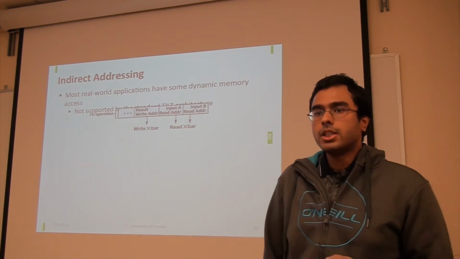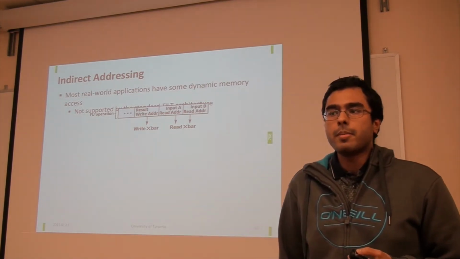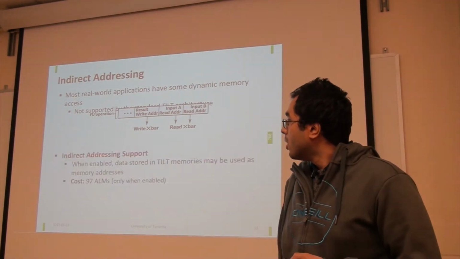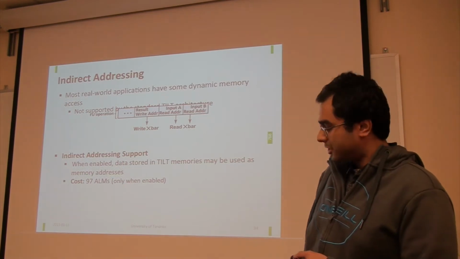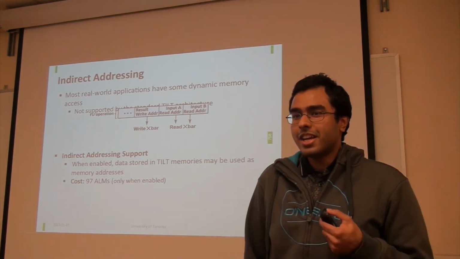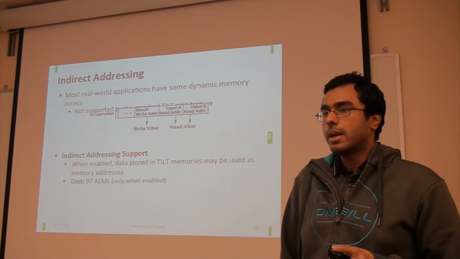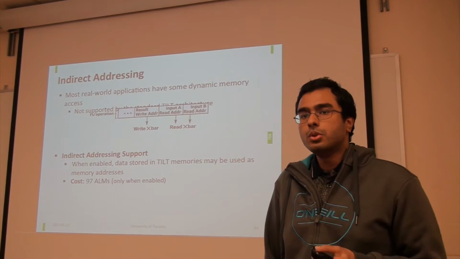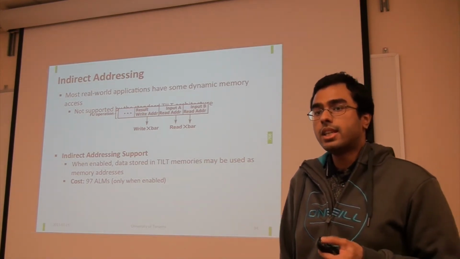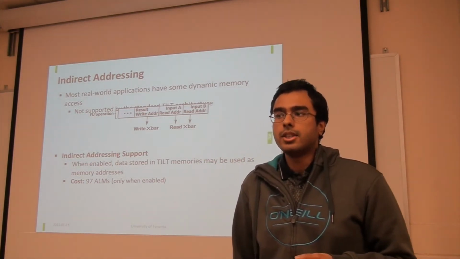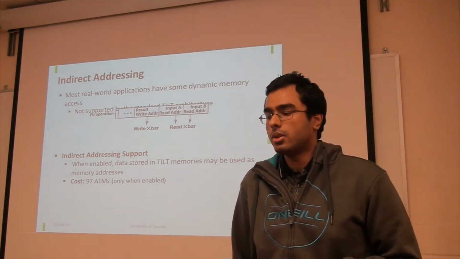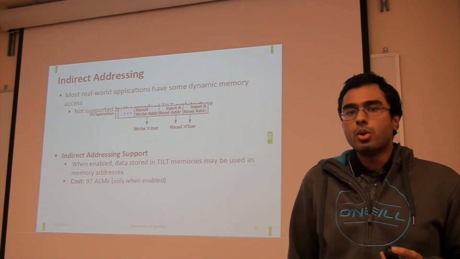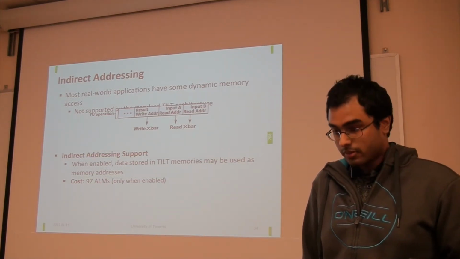Now, most real-world applications may also have some dynamic memory access behavior, and as you have seen, this is not supported by the standard tilt architecture. We have also added full indirect addressing support capability into tilt. When this optional feature is added, data stored in the tilt data memories may be used as memory addresses instead of the static addresses in the tilt schedule. The hardware cost is 97 ALMs for 10-bit addresses, which is most typical for area-efficient designs.